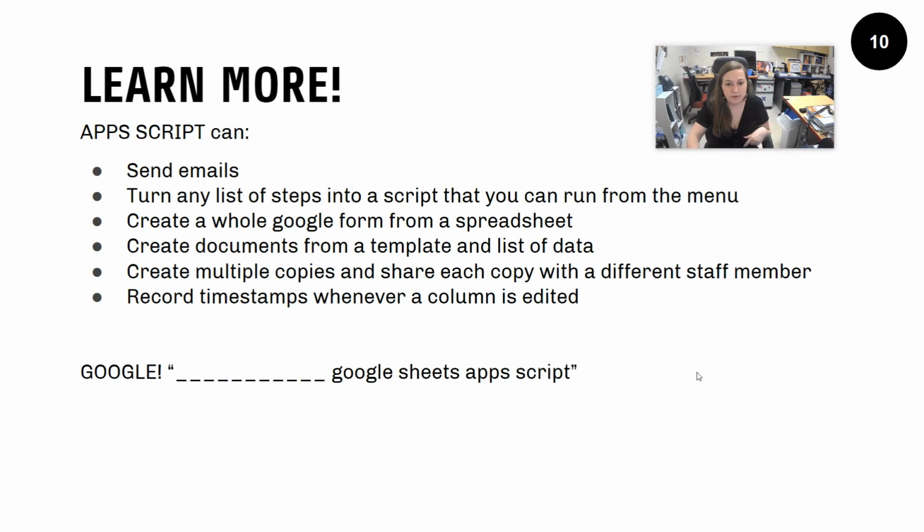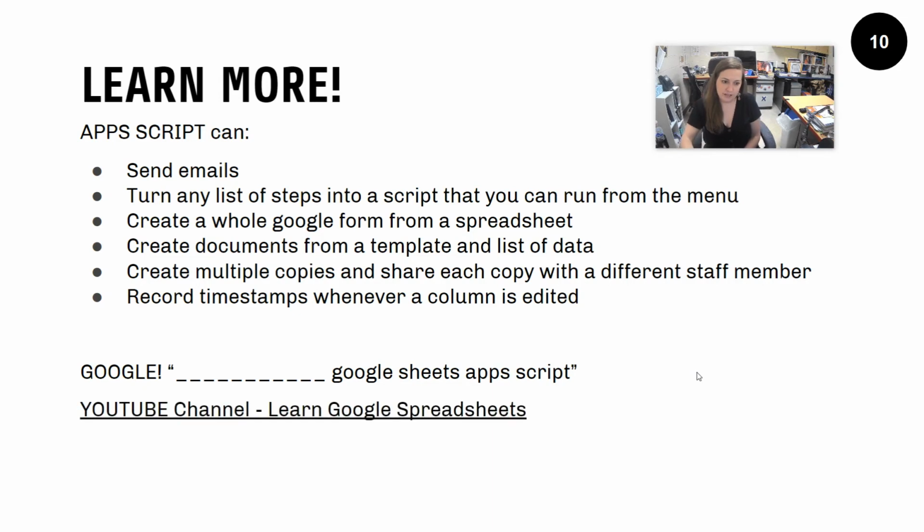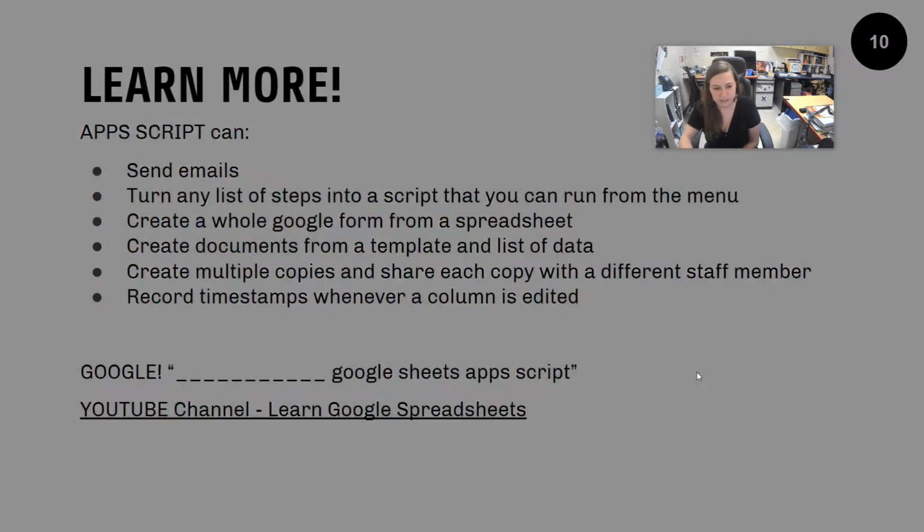If you are ever looking for ways to use it, if you wonder whether AppScripts can do something for you, you just Google whatever it is and add Google Sheets AppScript at the end. There are a ton of resources online. That's pretty much how I learned how to do AppScripts. I would type things into Google, take the script, and then figure out what I need to change. There's also a YouTube channel, Learn Google Spreadsheets. That's kind of all-encompassing with formulas and AppScripts. It's an awesome place to go. That's pretty much where I've learned almost everything.